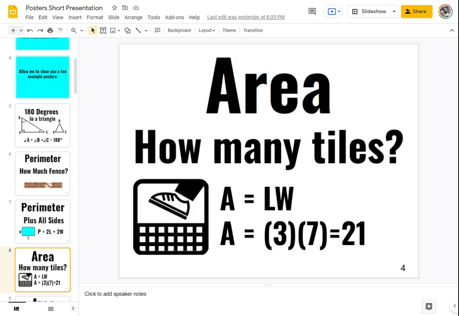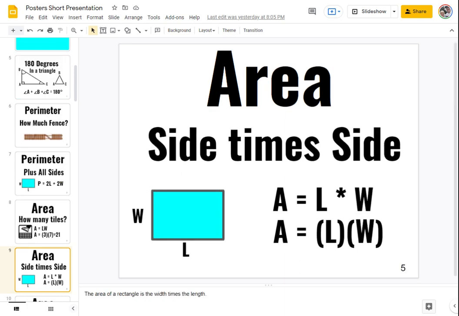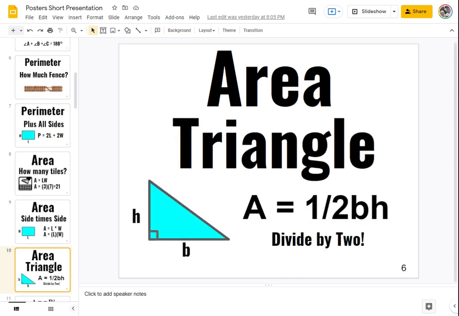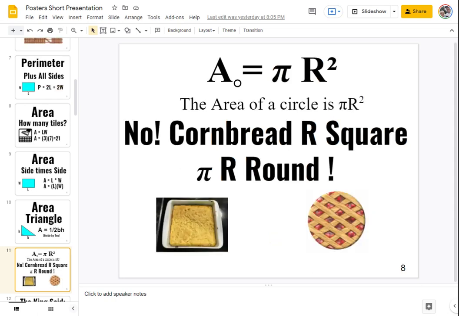Area answers the question, how many tiles? Area equals length times width. Area of a triangle is basically length times width divided by 2. The area of a circle is pi r squared. Circles like pi. Pi r squared is the area of a circle.